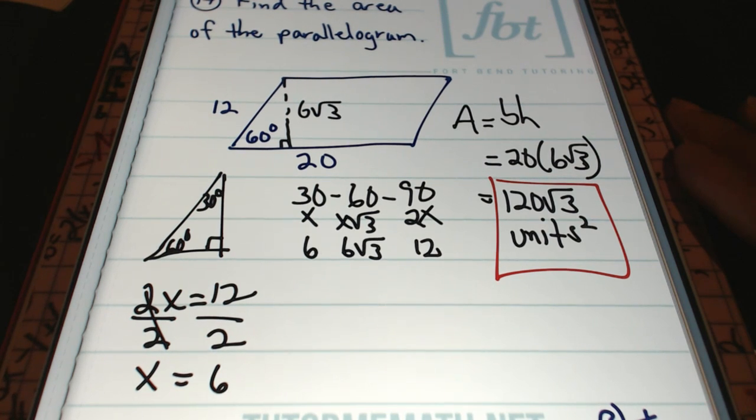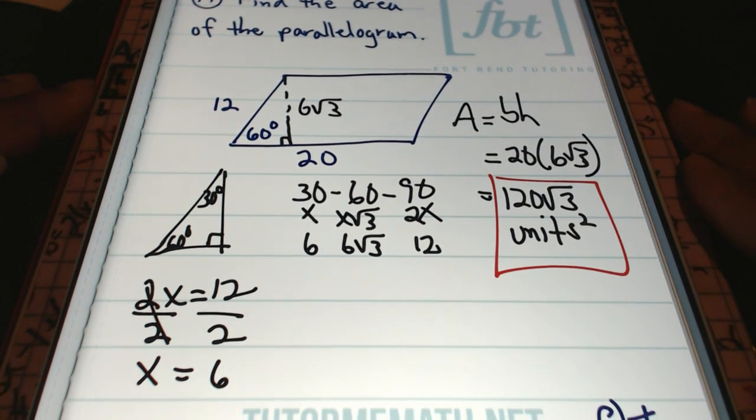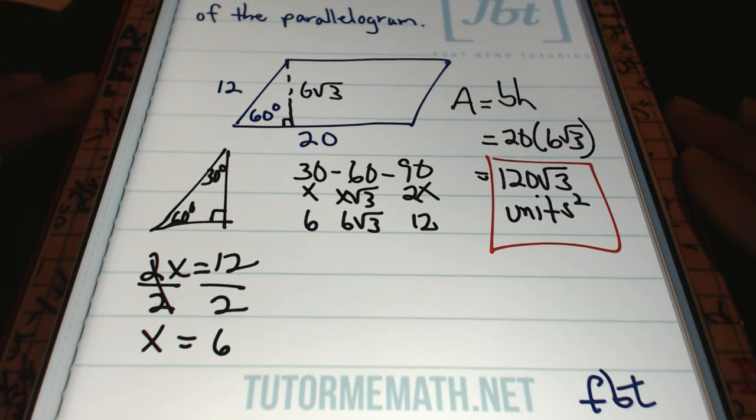That's how that's done, using our special right triangles. Amen, amen. What do you guys think? You got any questions? Talk to me about that.